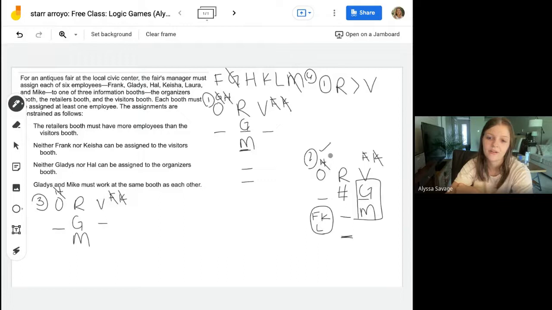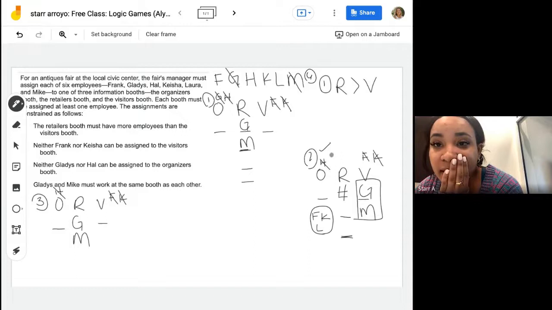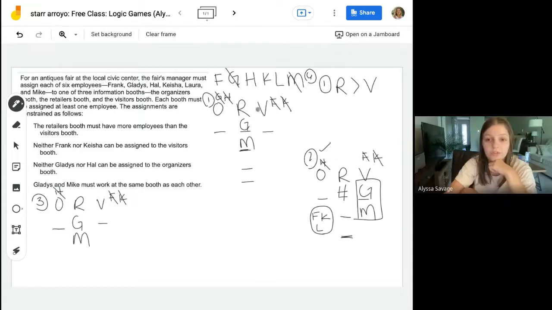You ready? Yes. Okay. And then I guess I could just start with 2. Neither F nor K can be assigned to the visitors. So that means that F and K can either go into R or O. Could they both go into R? Yes. So I think this is one where I would make another world, and this is going to get so crowded. We're going to make it work.